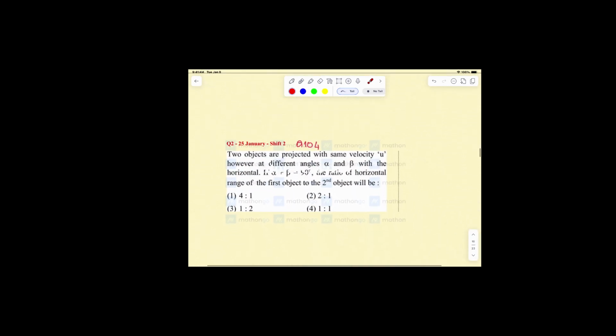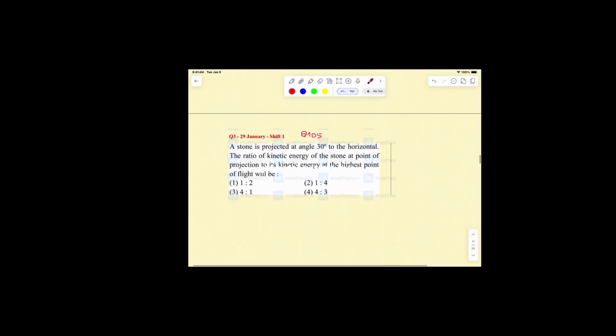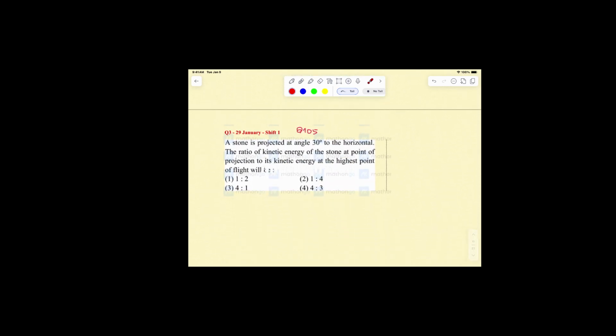Fine. Then go to question number 104. Two objects are projected with the same velocity u, however, at different angles alpha and beta, such that alpha plus beta is 90 degrees. That means complementary. That means the range will be equal, because of the same velocity u. What is the ratio of the horizontal range of the first object to the second object? 1:1.